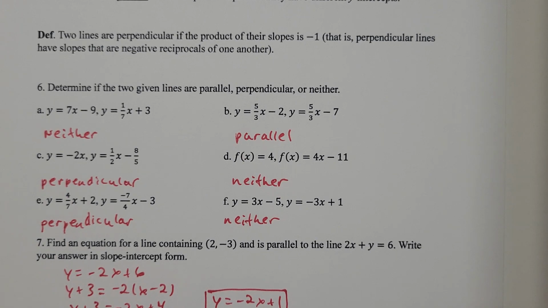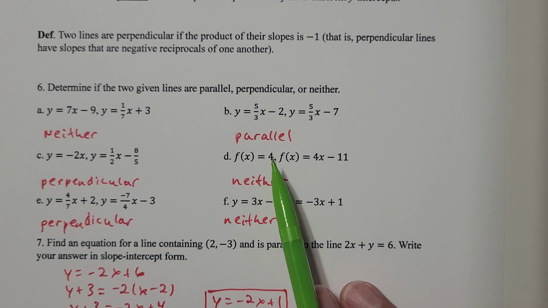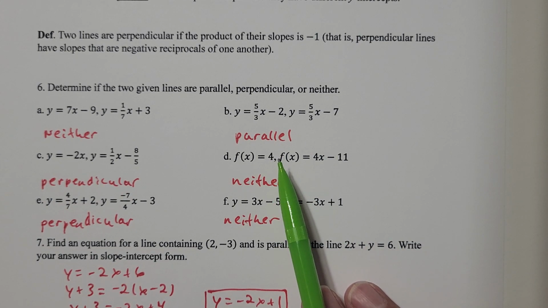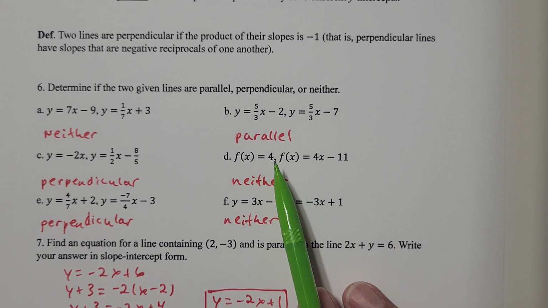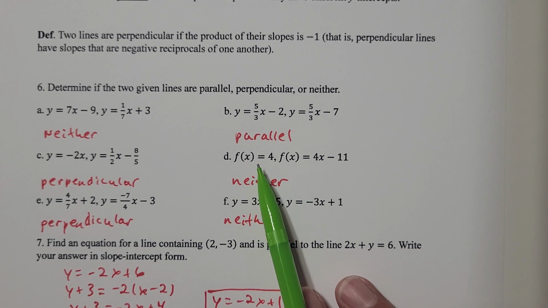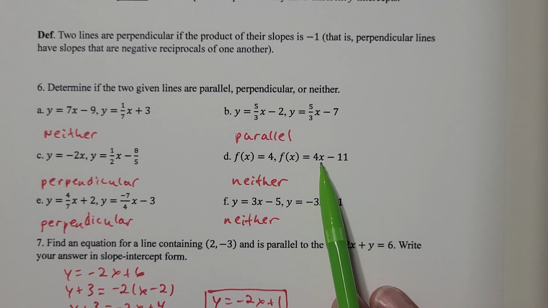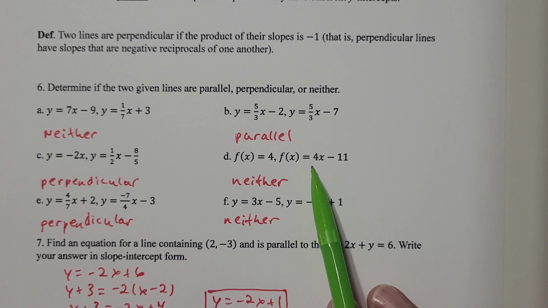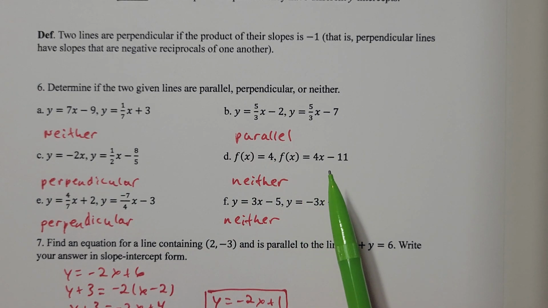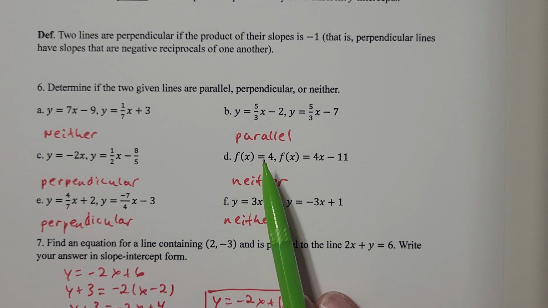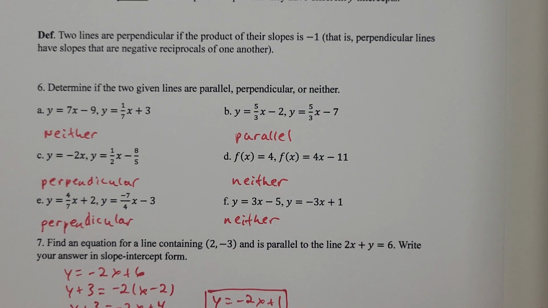Part D, we have f of x equals 4 and then f of x equals 4x minus 11. So the first line, y equals 4, y and f of x are the same thing, remember. y equals 4, that'd be a horizontal line. Horizontal lines always have a slope of 0. So this line has a slope of 0, and this other line, y equals 4x minus 11, has a slope of 4. Okay, so they're different slopes, right? They're not negative reciprocals of each other, because if I take 0 times 4, I don't get -1. So they're not perpendicular either. Okay, these lines would be neither parallel nor perpendicular.